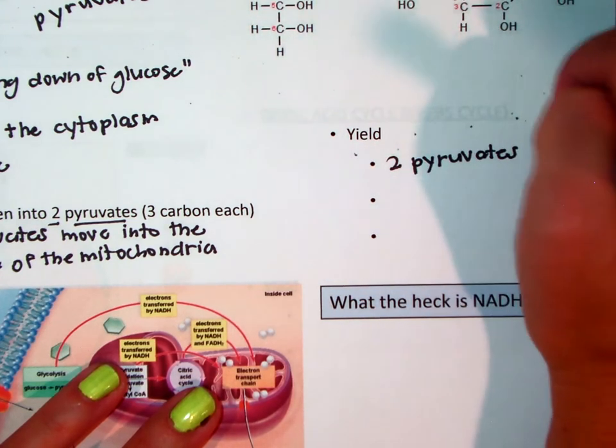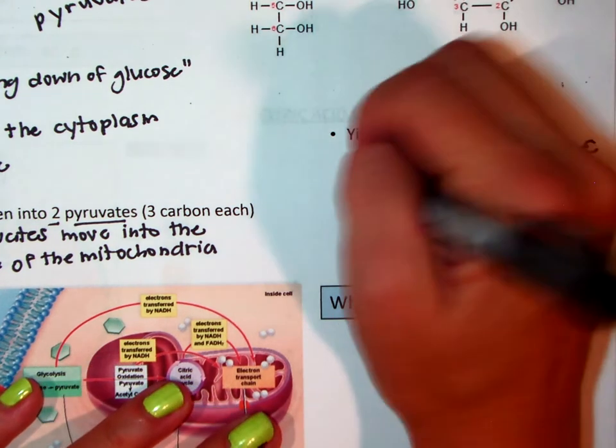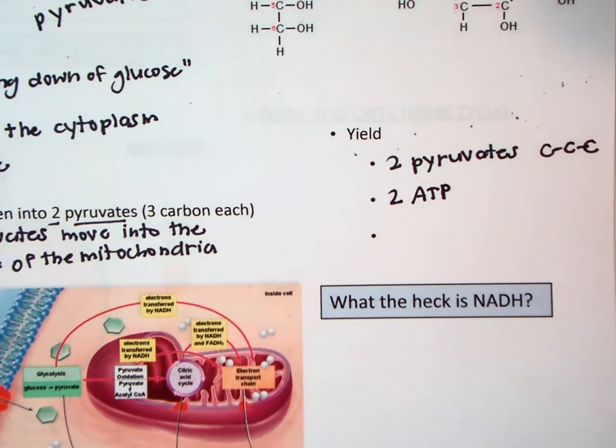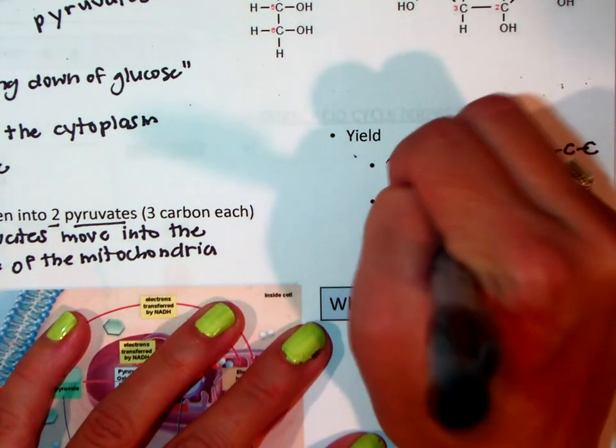Remember, that's 3 carbons. We get 2 ATP. So we do get a little bit of energy from this reaction, but not a lot. And we get something called NADH.